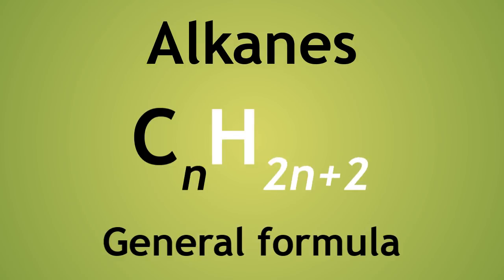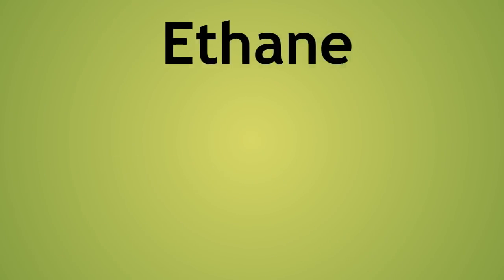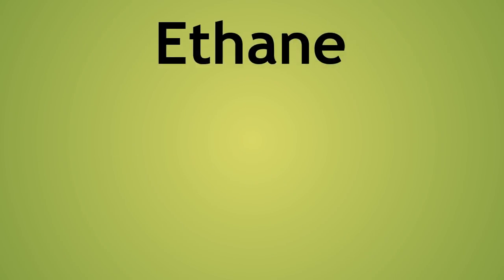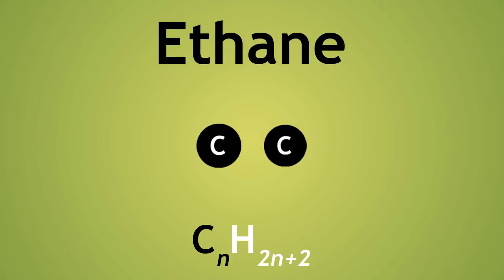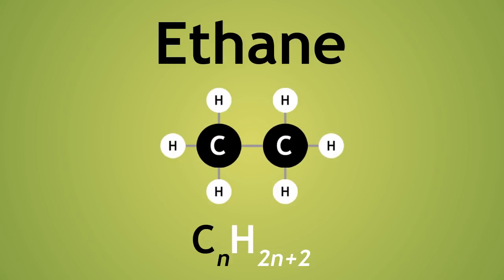A general formula allows us to describe a series of molecules that differ from each other by a constant unit. Let us look again at ethane, using the formula CnH2n+2, where n represents 2 for the 2 carbon atoms in ethane. We can see that the number of hydrogens will be 2 multiplied by 2 equals 4, plus 2 equals 6. So 6 hydrogens, C2H6.